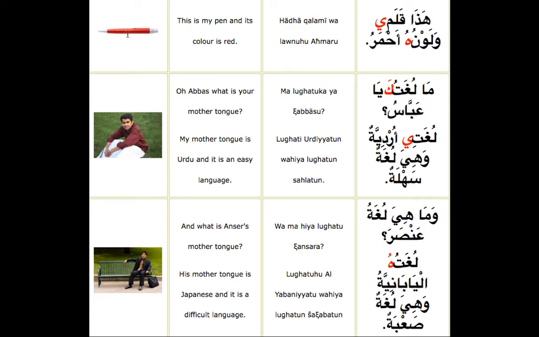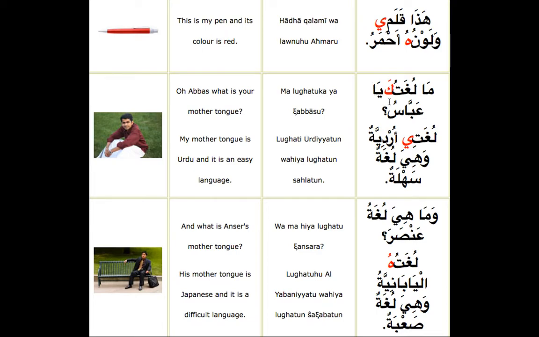Hada qalami, this is my pen. Walawnuhu, lawn means color, and its color, because we're using a masculine object, we use a huwa attachment, that is "who", and we say, and its color is red. Ahmaru is red. And you're asking Abbas, ma lughatuka ya Abbasu.